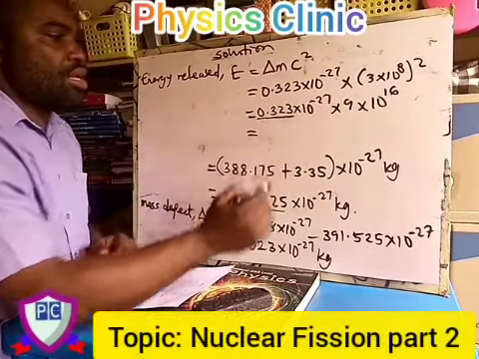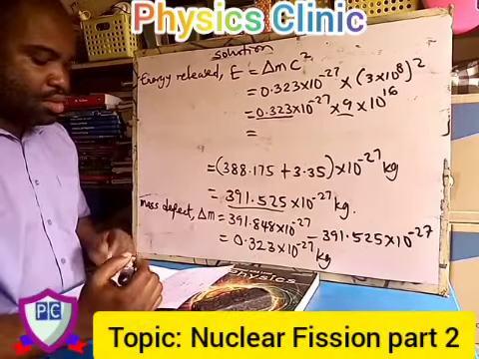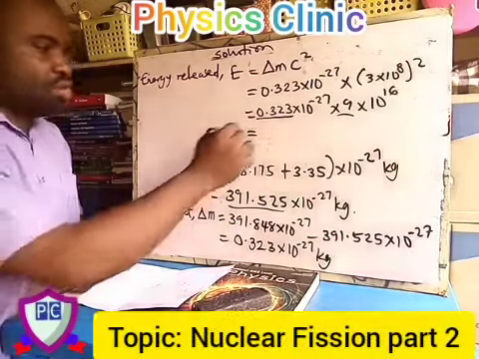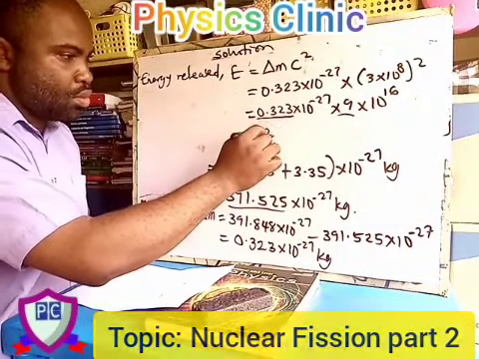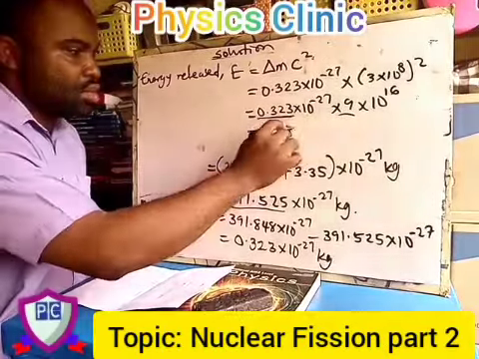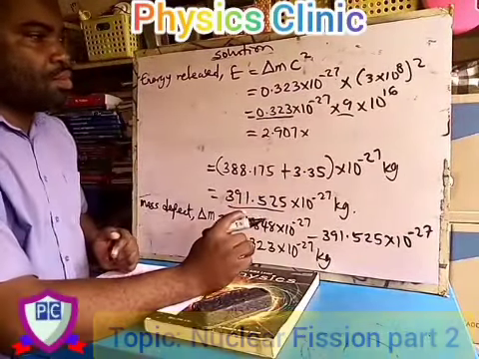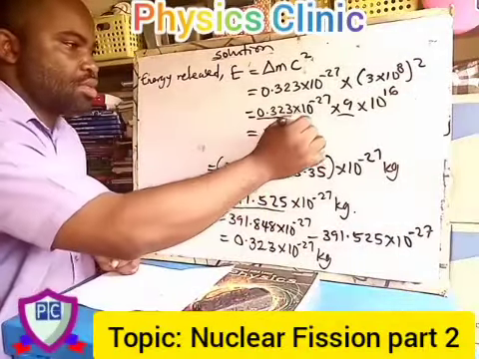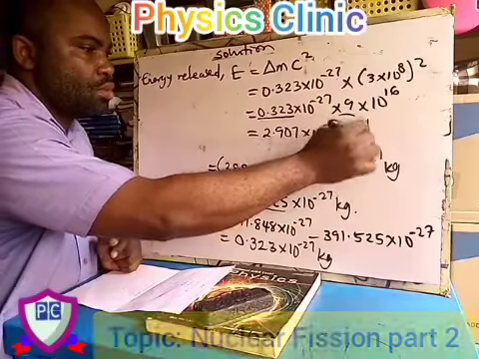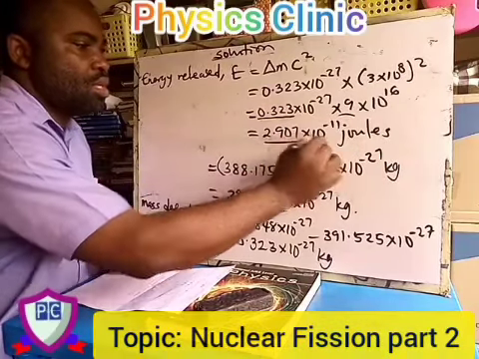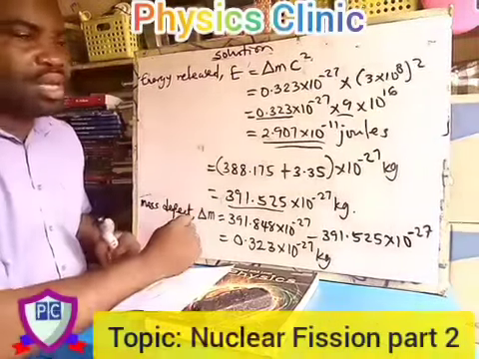And if you multiply 0.323 by 9, we are going to have 2.907 times 10 raised to the power minus 27 plus 16, that gives us minus 11 joules. So this is the energy released during the nuclear fission reaction.